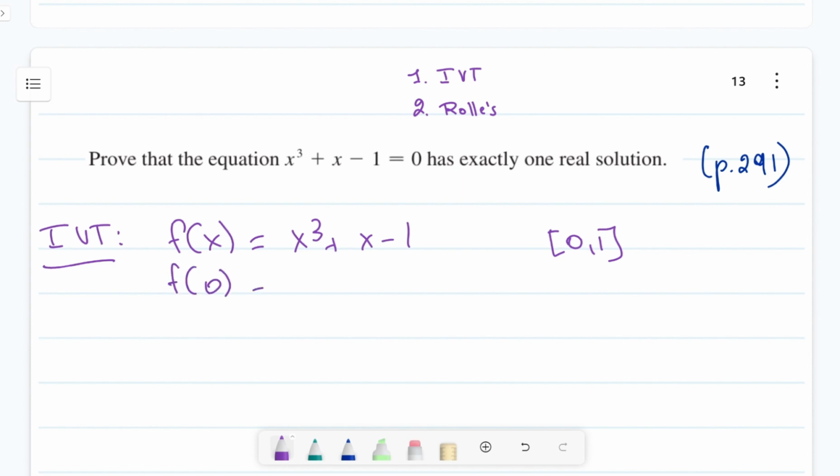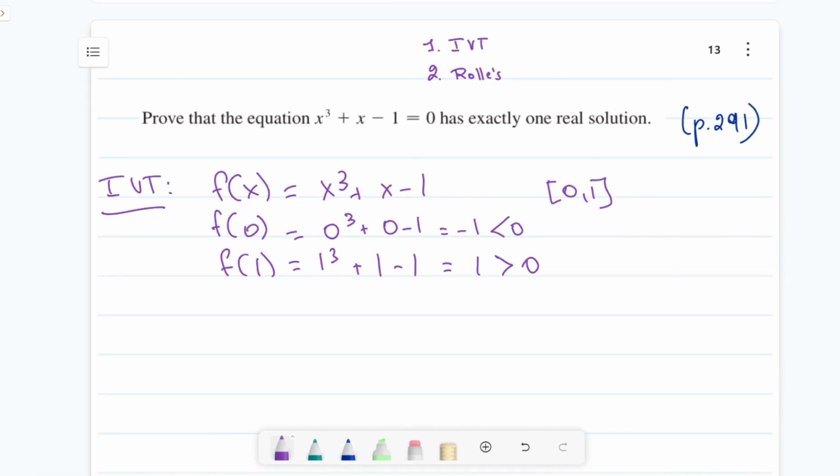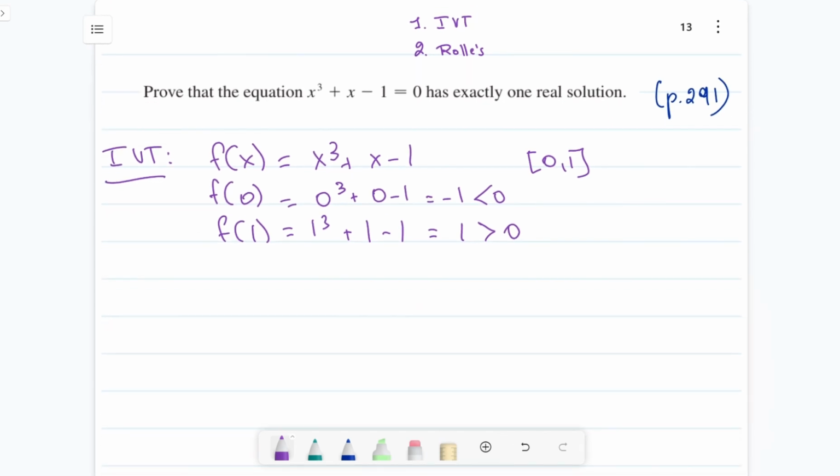So f of 0 is equal to 0 cubed plus 0 minus 1, which is equal to negative 1, and this is less than 0. f of 1 is equal to 1 cubed plus 1 minus 1, which is equal to 1, and this is greater than 0. Now, this is one of the conditions for IVT.